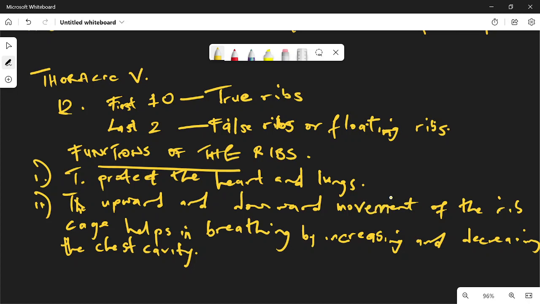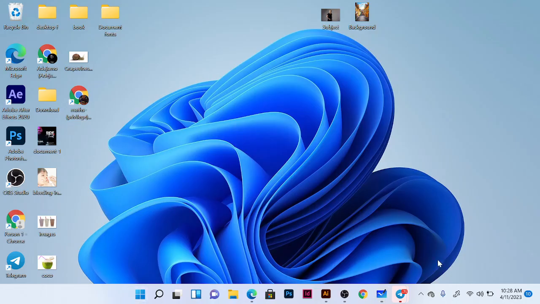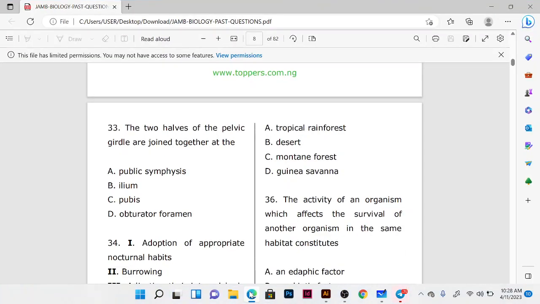So as far as we have come, I want to believe that you now understand what that question was actually talking about. The question again says that the two halves of the pelvic girdle are joined together at, the answer to that question is what? The pubic symphysis. So we will stop our class here today.